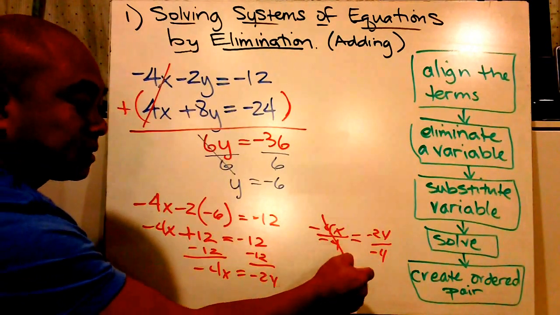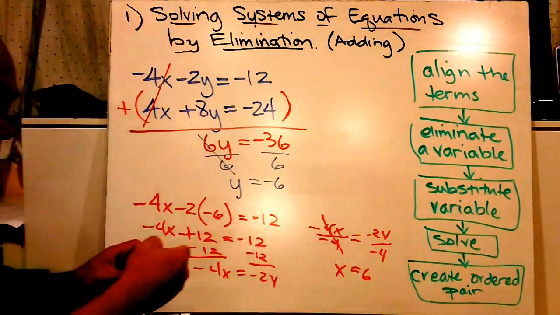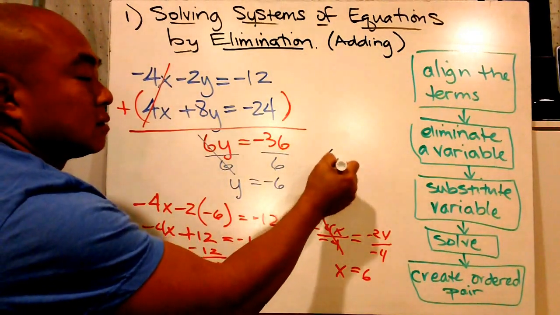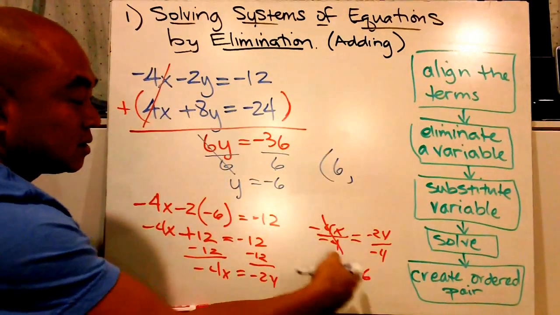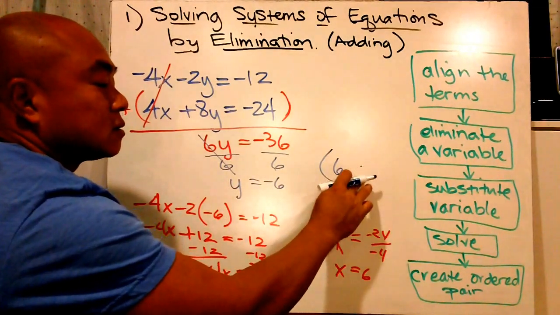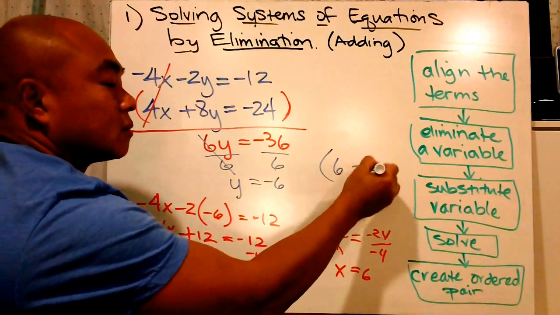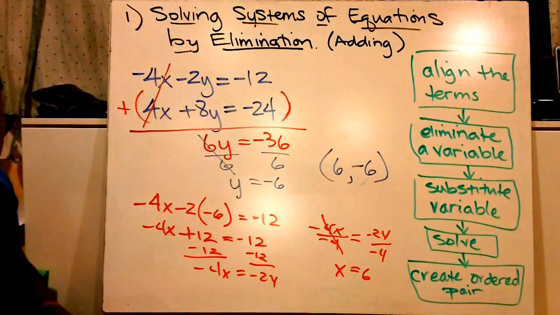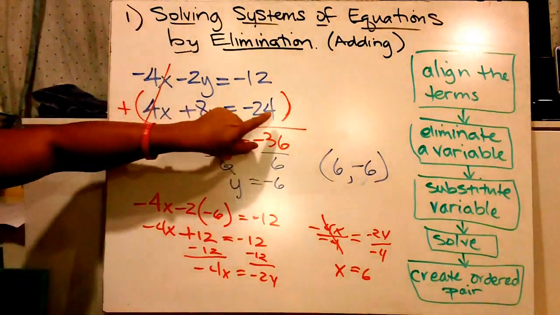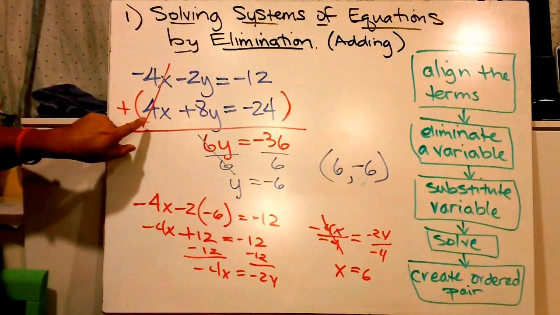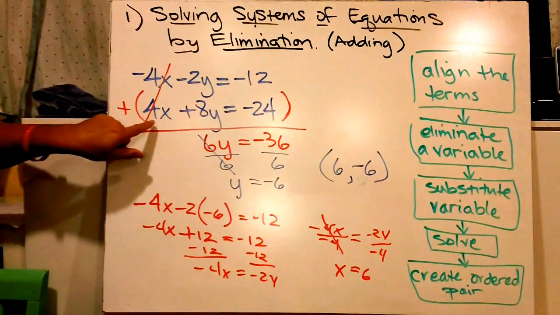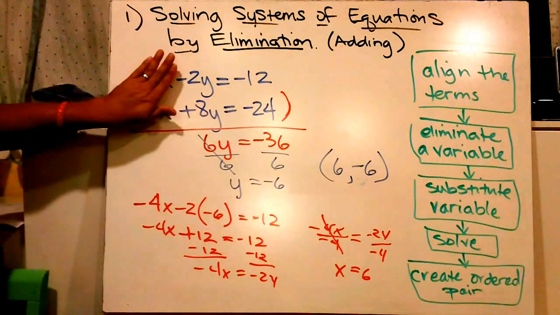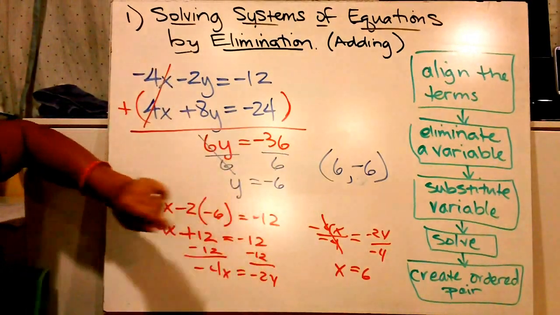I now have x is equal to 6, and so our ordered pair is 6 from here, the x, comma, negative 6. Alright, so this is elimination by adding, and how the numbers look determines if you're adding or subtracting. In this case, because I want to get rid of them and they are complete opposites, I can just add them together to get rid of that completely, and that just leaves me with the y value.